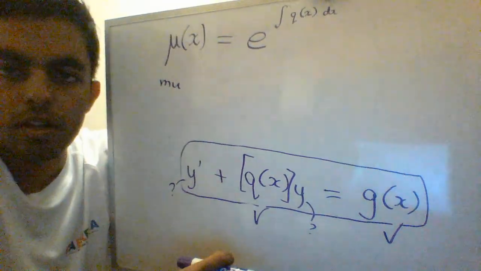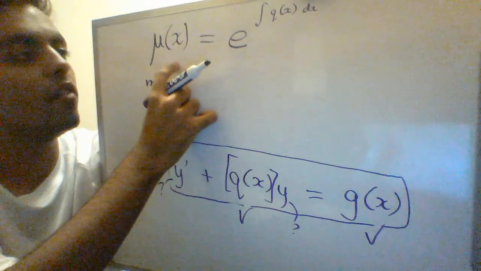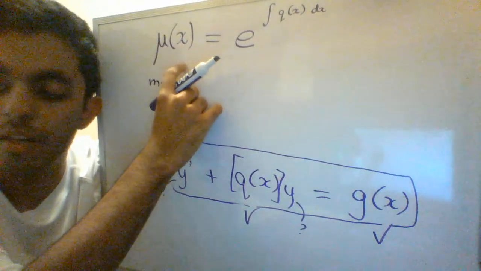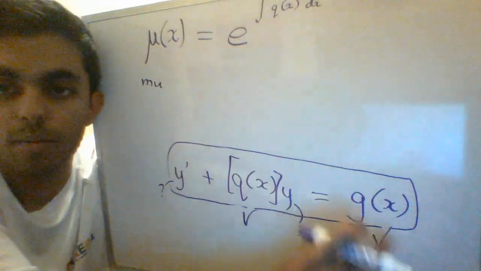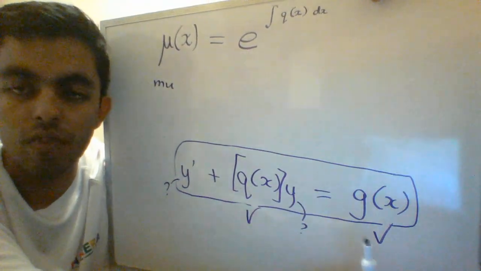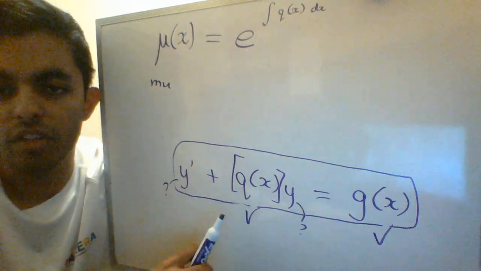So, just a brief recap. This is mu of x. This is one function that we're going to use. We're going to use this and chuck this into a separate, bigger function that will give us the function y that satisfies any DE of this format.